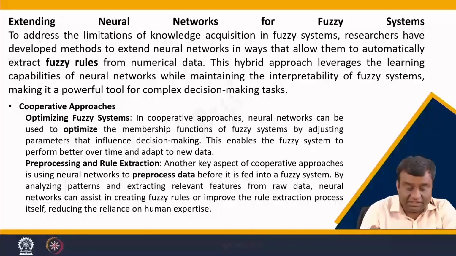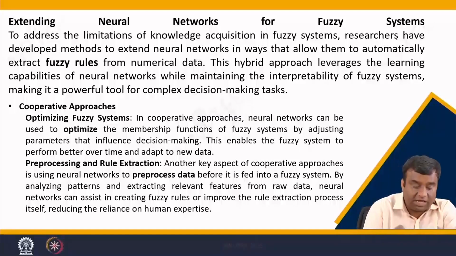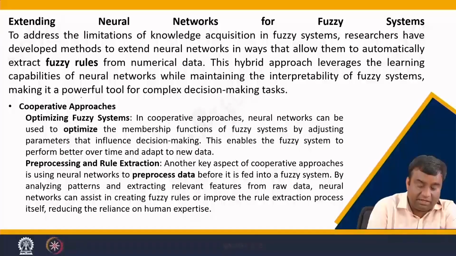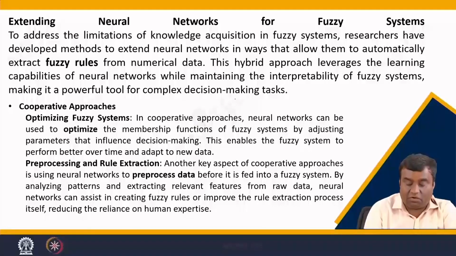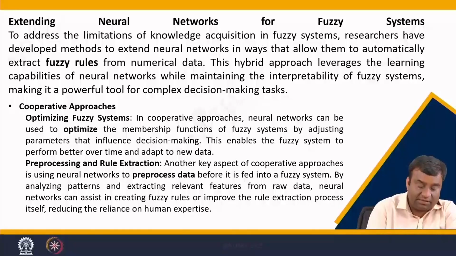Extending neural networks for fuzzy systems. To address the limitation of knowledge acquisition in fuzzy systems, researchers have developed methods to extend neural networks in ways that allow them to automatically extract fuzzy rules from numerical data. This hybrid approach leverages the learning capabilities of neural networks while maintaining the interpretability of fuzzy systems, making it a powerful tool for complex decision-making tasks.